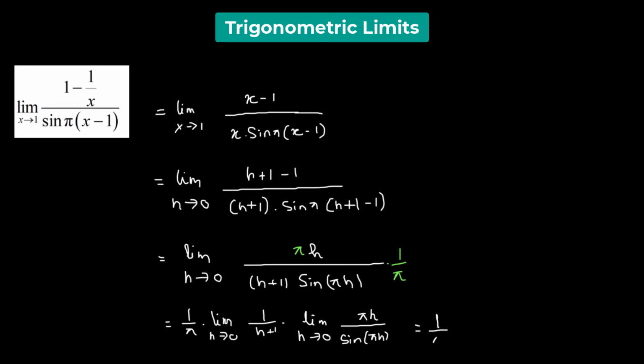Now let us apply the limiting value. So we have 1 over pi times 1 over 0 plus 1, and as per the definition, pi h over sine pi h is going to be 1 when h tends to 0. So this is 1. So our final limiting value is going to be 1 over pi. Let us do another problem.